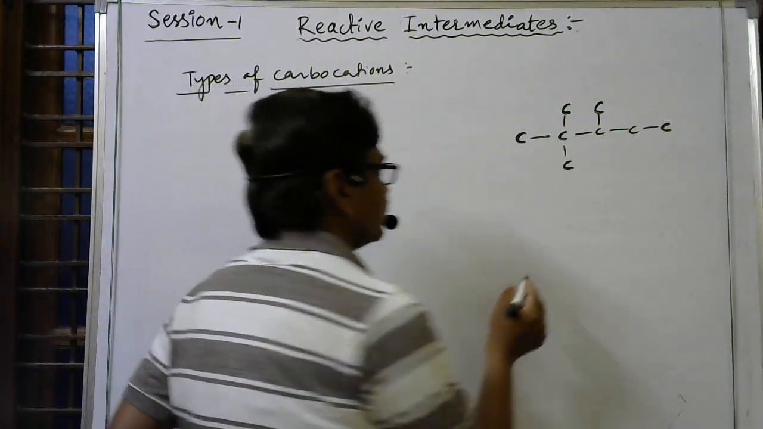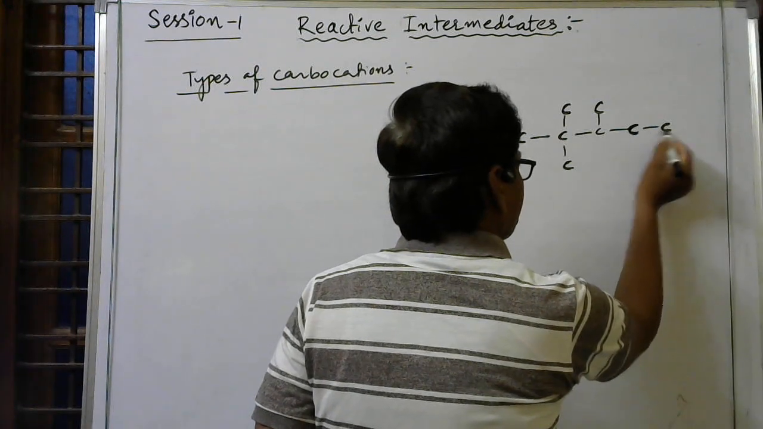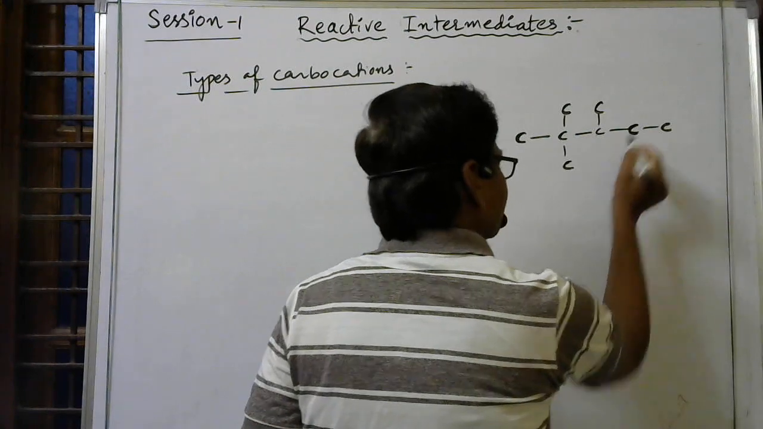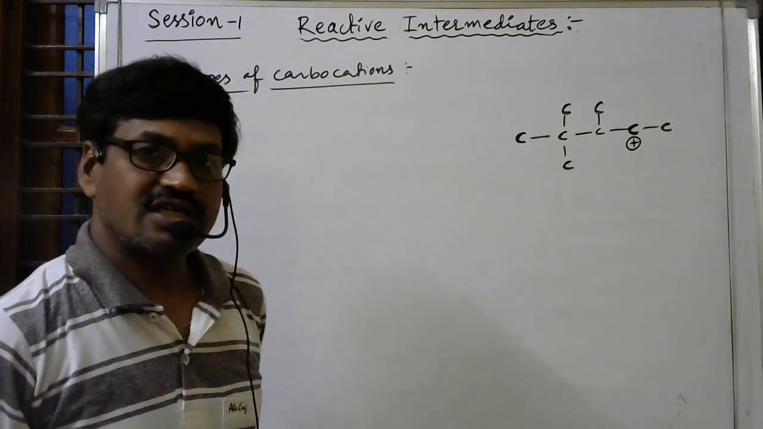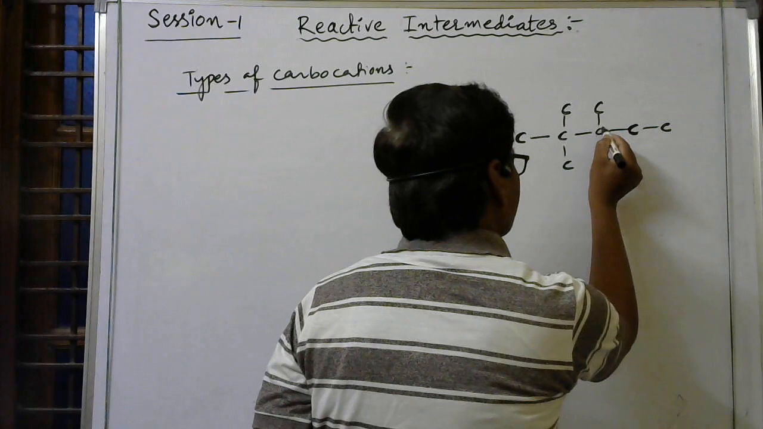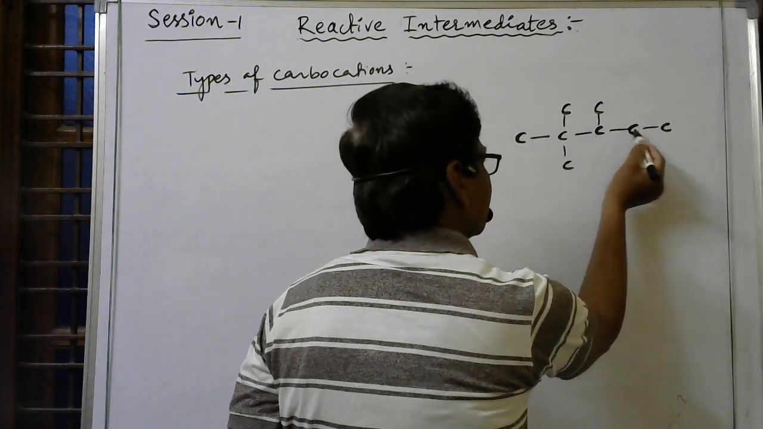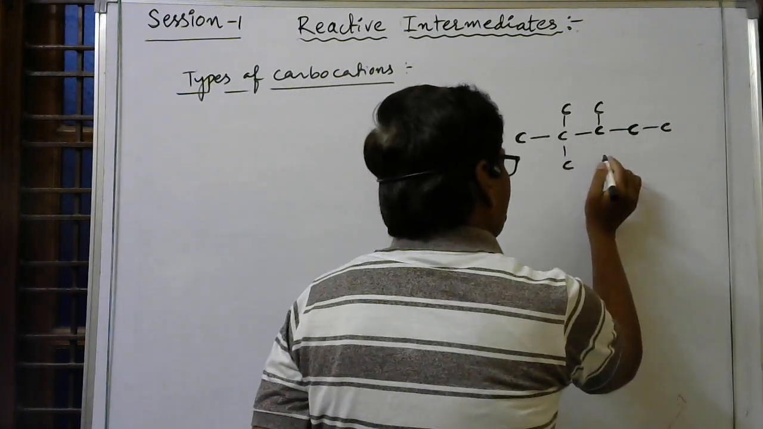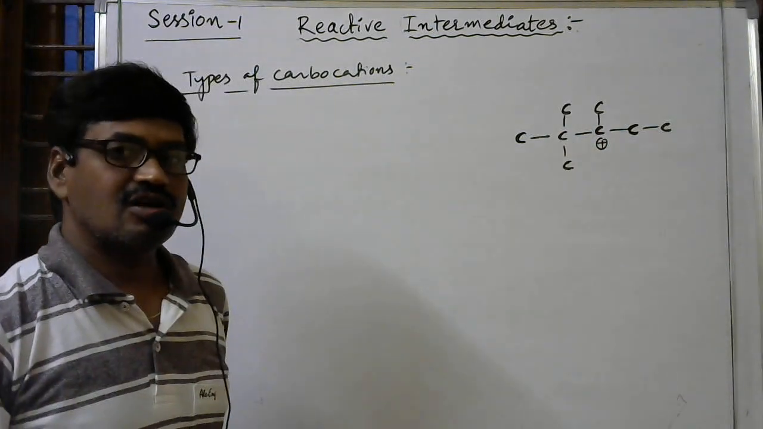And this carbon atom is surrounded by, directly attached to, two other carbon atoms, so this is secondary. If the positive charge is on this carbon atom, it is a secondary carbocation. Similarly, adjacent to this, the carbon is attached to one, second, third, so three different carbon atoms are around it. So this is a tertiary carbon atom. If it carries a positive charge, it is a tertiary carbocation.